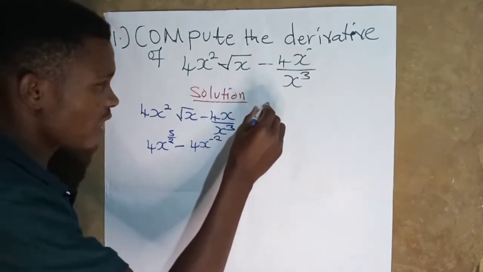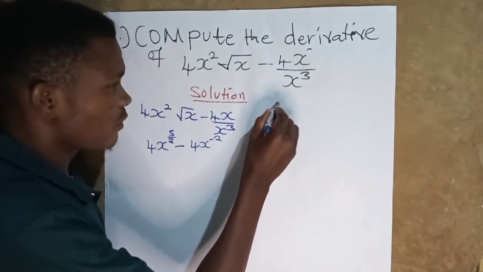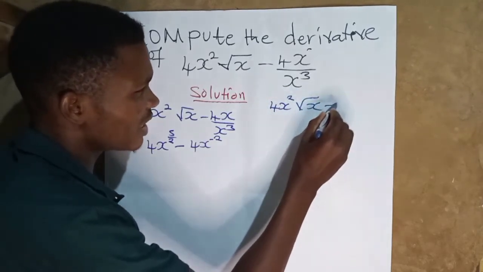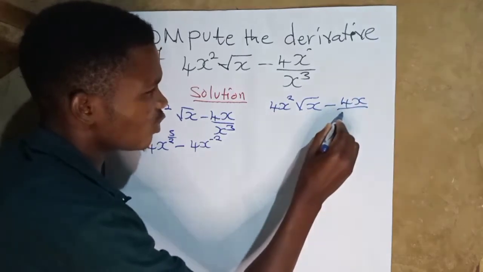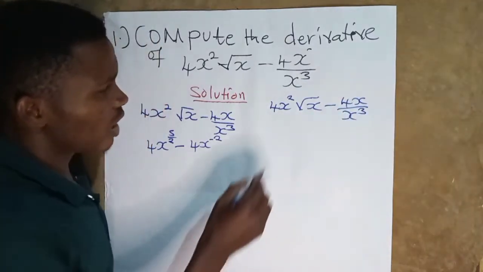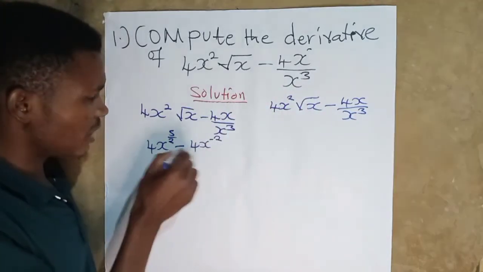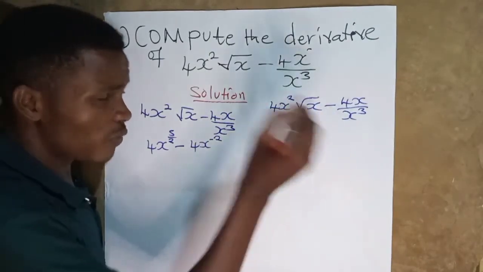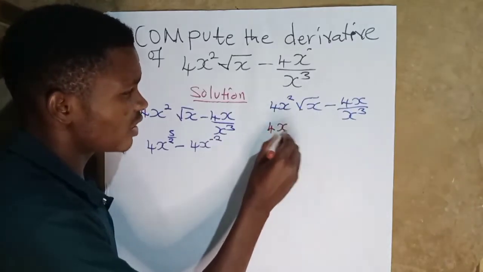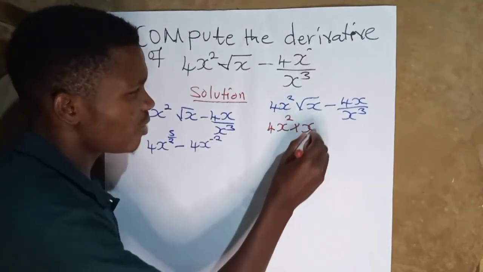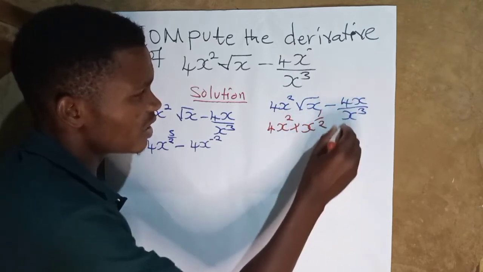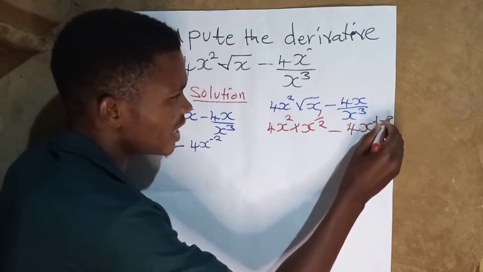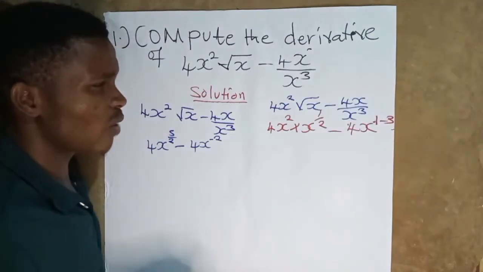Now, let's see this one. We have 4x squared multiplied by the square root of x minus 4x over x to the power 3. To reduce this, we follow the laws of indices. We write 4x to the power 2 multiplied by x to the power 1 over 2, minus 4x to the power 1 minus 3. Why do we have 1 minus 3?